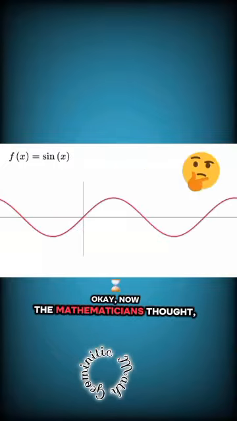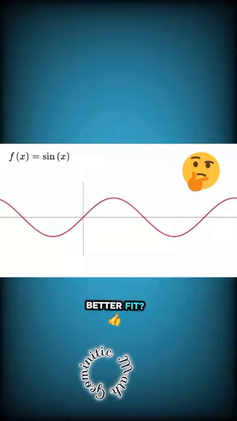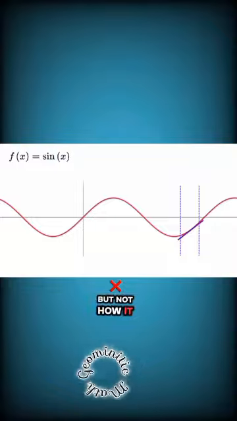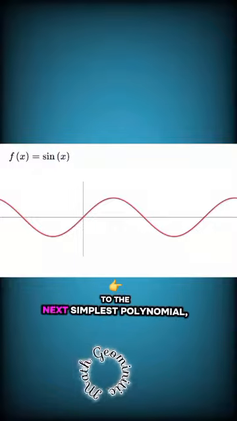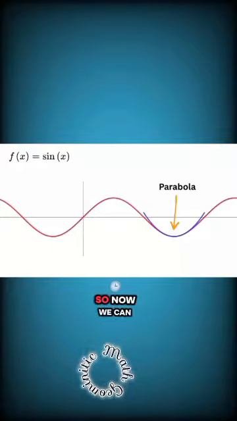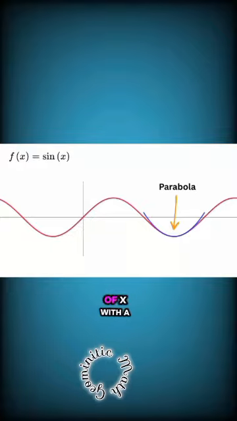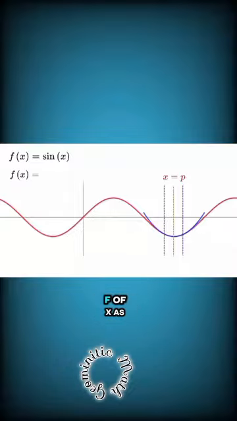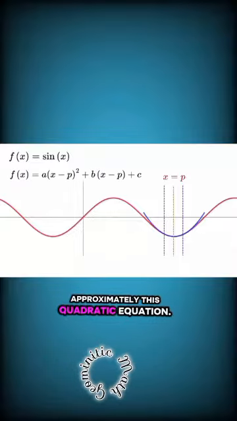Okay, now the mathematicians thought, what if we want a better fit? A straight line only captures how steep the function is, but not how it bends. So they moved to the next simplest polynomial, a parabola. A parabola can bend, so now we can approximate the function f of x with a parabola at the same point x equals p, using f of x as approximately this quadratic equation.